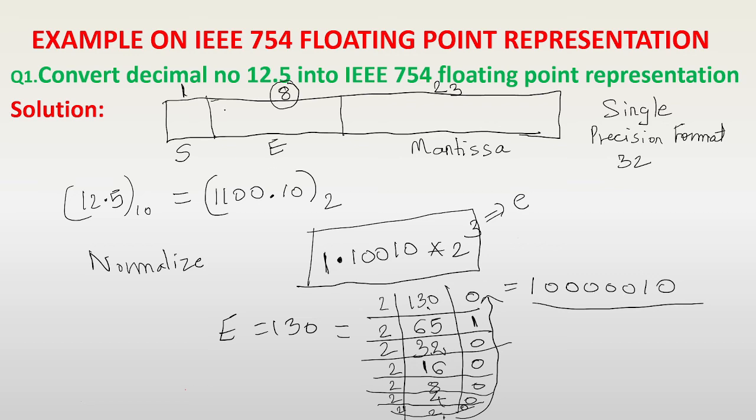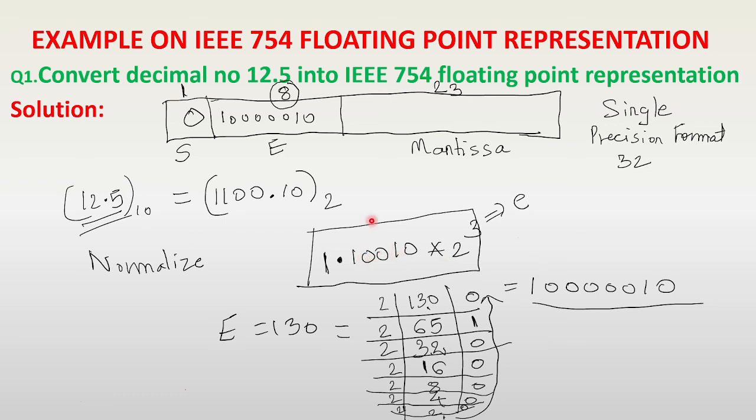So I have to write this in the E part of my answer like this. And 12.5 is a positive number, so here 0 will come for the sign. And the remaining is now the mantissa. Now what will be the mantissa? You can see the normalized number. For the mantissa part, you have to check the normalized number. See the number after the decimal point. That is 10010. These 5 bits are the mantissa bits.